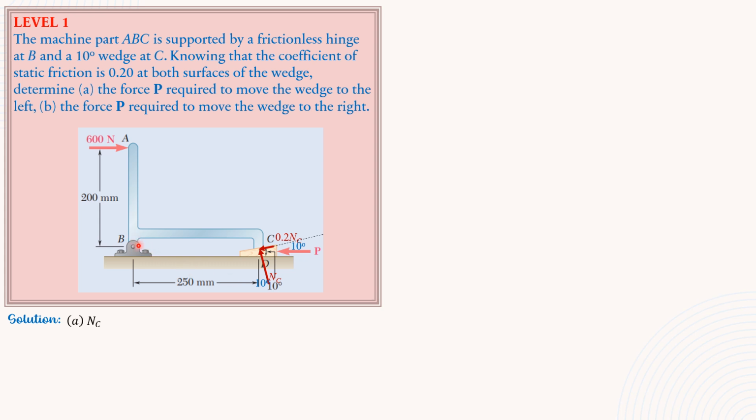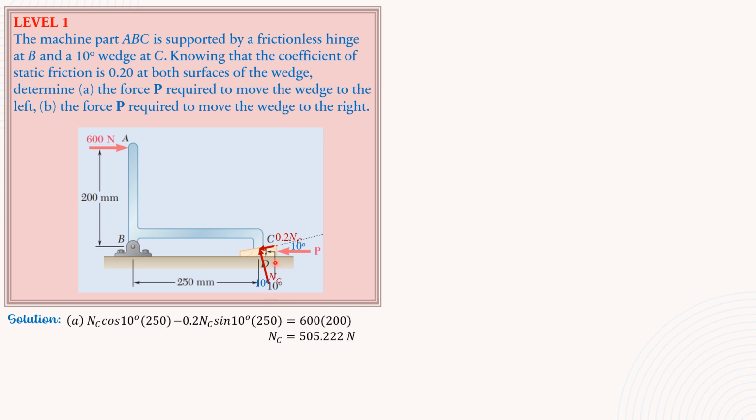So let's have reactions at B. So N sub C cosine of 10, the vertical component, times 250. Then minus 0.2 N sub C sine of 10 times 250, the vertical component of 0.2 N sub C. Then equals 600 times 200 mm. So from here, we can solve N sub C equal to 505.222 newtons.